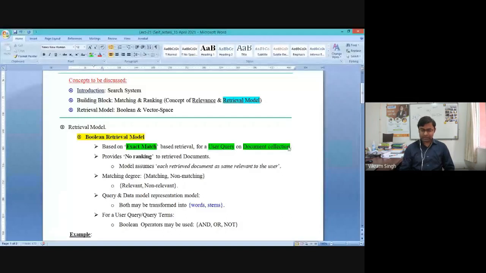Now, one important factor here is that this Boolean retrieval model does not support any ranking. It will simply retrieve the documents; it will not rank the retrieved documents. Based on a matching process, it will select 20 or 100 or maybe any number of documents, but it will not rank or rearrange them. The basic principle behind it is that each and every retrieved document is relevant to the user. That's the philosophy by which it is working, and that's why it does not provide any ranking among the retrieved documents.